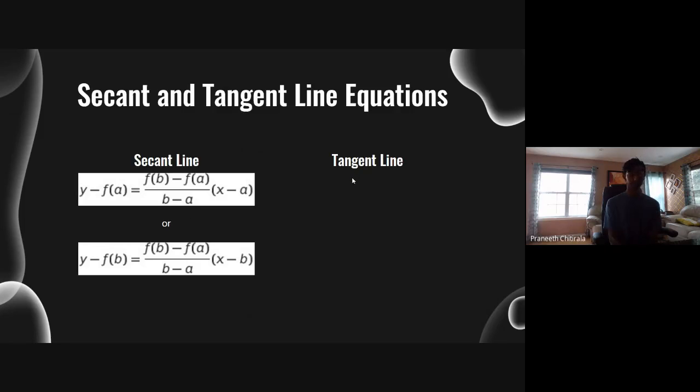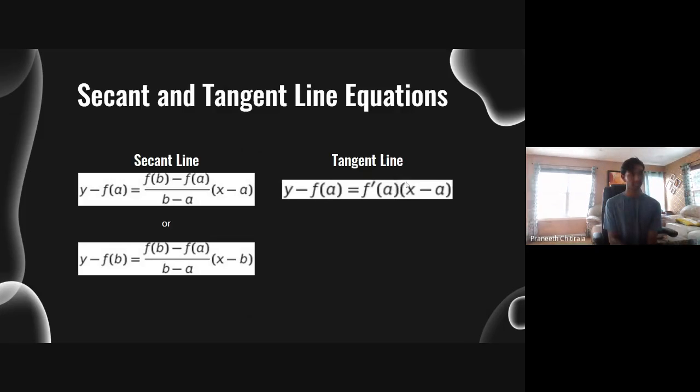The tangent line, however, uses this equation: y minus f of a equals f prime of a times x minus a. Since it's only at one point, we're using a, f of a. And the derivative f prime of a is, remember, the derivative of the function at x equals a. So that's what we'll use as the slope.